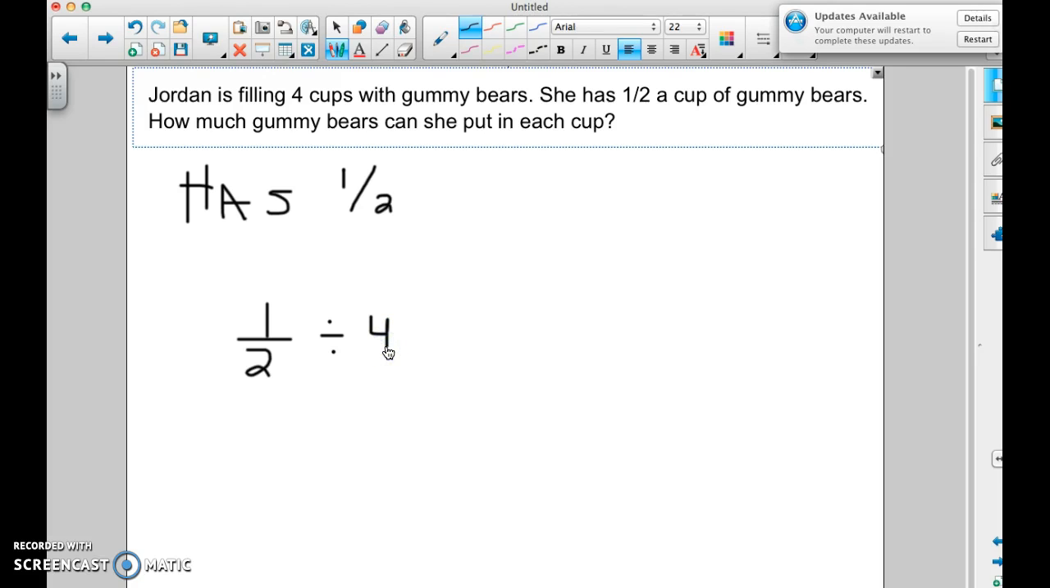Natalie, what would be my first step according to Samantha? 4 over 1. Keep it. Change your process from division to multiplication and give the reciprocal of this, which from 4 over 1 would turn into 1 over 4. And that gives me 1/8.